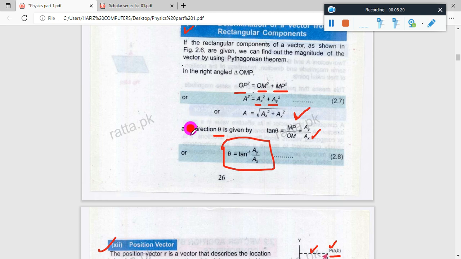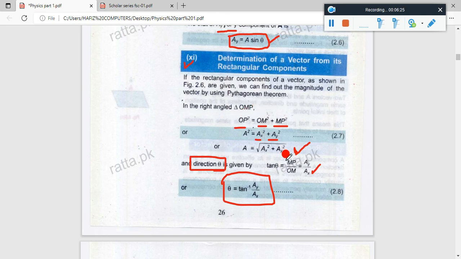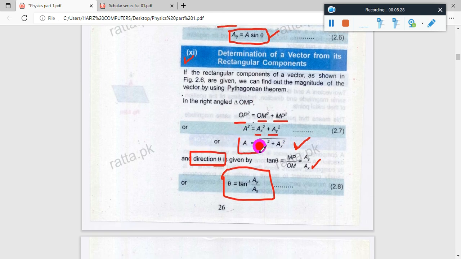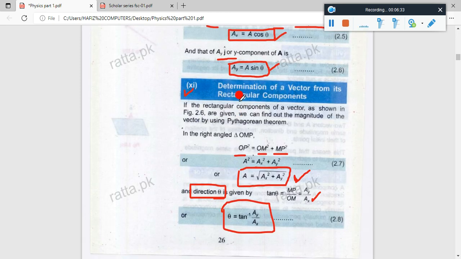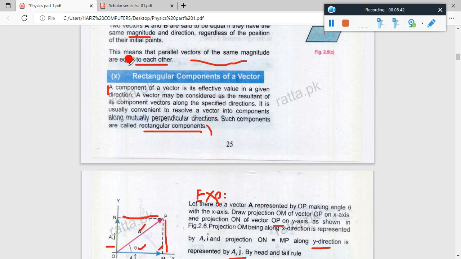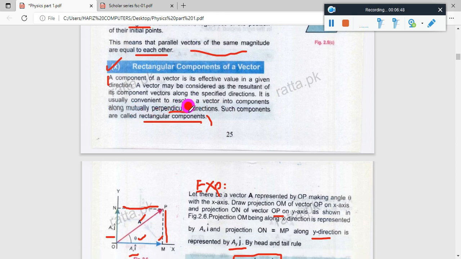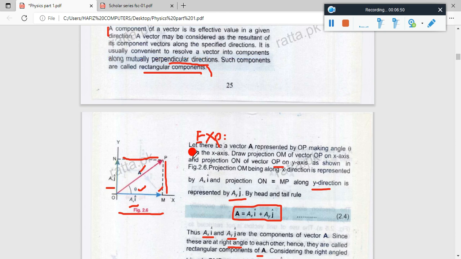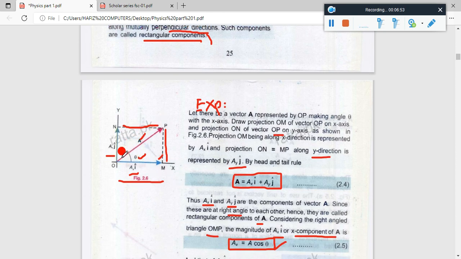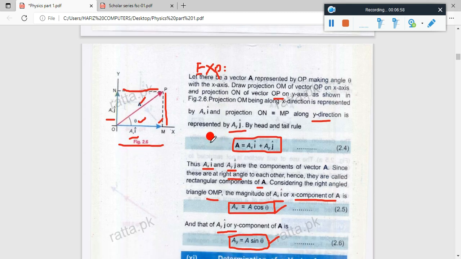This is how the direction of a vector is determined from its rectangular components, and this is the magnitude of this vector. We have calculated the direction and magnitude from given components of a vector, and this is all about the rectangular components of a vector, in which we discussed mutually perpendicular components, and how to represent this vector or resolve it into its rectangular components. We will see this in the next video.